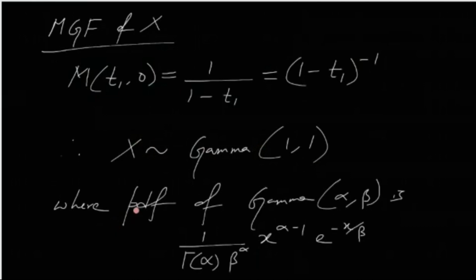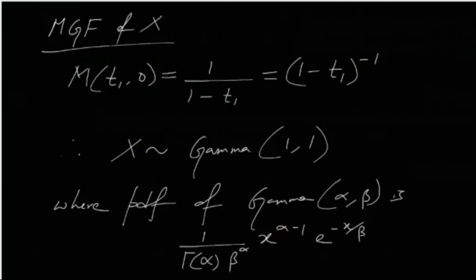But if you think about what the PDF of the gamma distribution looks like, the PDF of a gamma distribution with alpha and beta as parameters is 1 by gamma of alpha into beta to the alpha times x to the alpha minus 1 into e to the minus x by beta. This is the entire PDF of a gamma distribution with alpha and beta as parameters. So now X follows gamma(1, 1), that means just putting alpha equal to 1 and beta equal to 1 here, we will get the PDF of X.